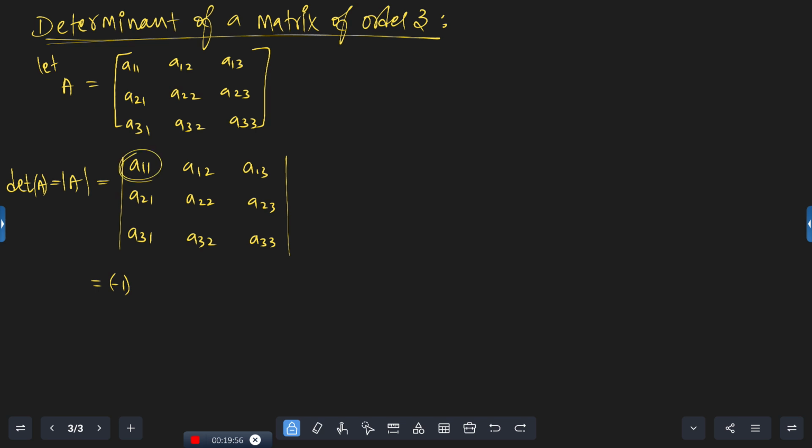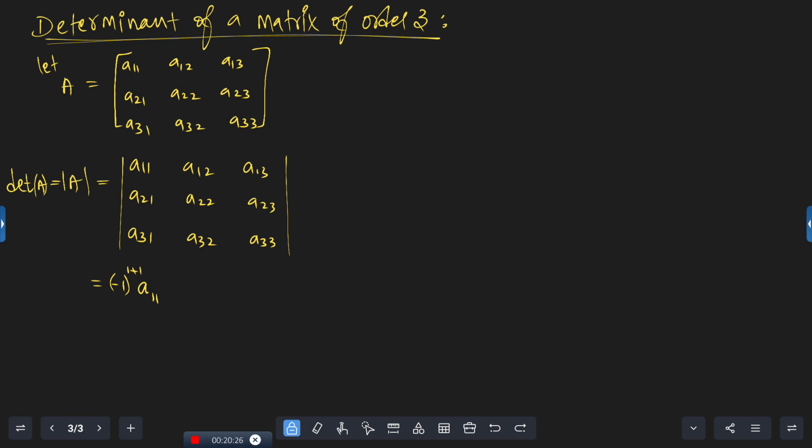Whichever element you are taking first, that row and column you have to give in a power. If I'm taking the element A11, then 1 plus 1 you should give as the power. The first row, first column element must be given in the power. That only will decide whether it is plus or minus.